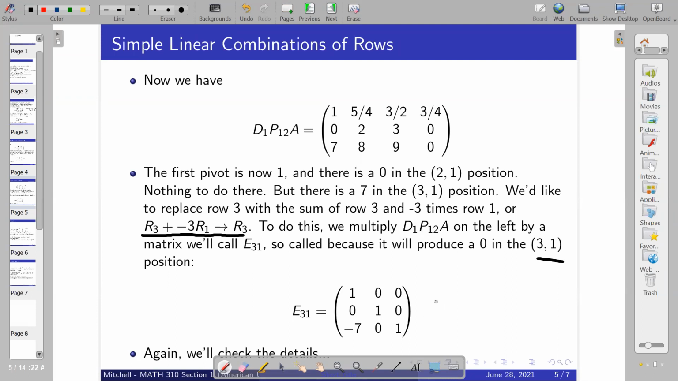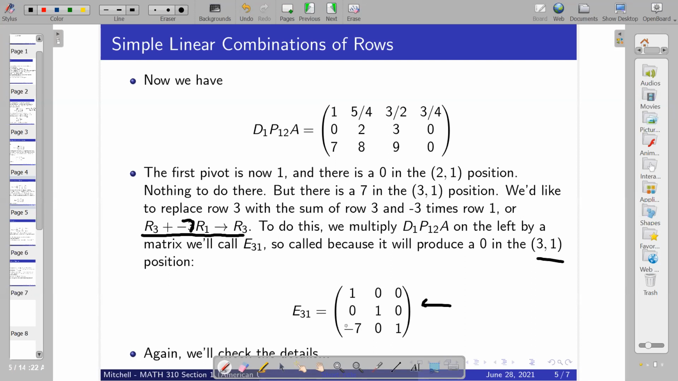And so it turns out that the elementary matrix which represents this row operation looks like this. I'm not sure why I wrote that, so correct that to a 7. Notice that you have a -7 right here in that elementary matrix.